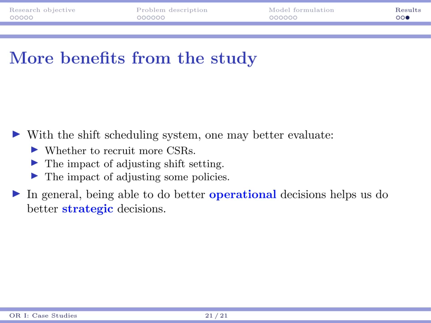Okay, so that's good. But actually, the model can do better than that. Once we have this shift scheduling system, we are better at evaluating several other things. For example, we are better at evaluating how many CSRs we need. Previously, suppose we have 40 CSRs. Maybe we feel that it's not enough. Sometimes we have shortage, so we may want to talk to the boss and ask him or her to hire a few more CSRs.